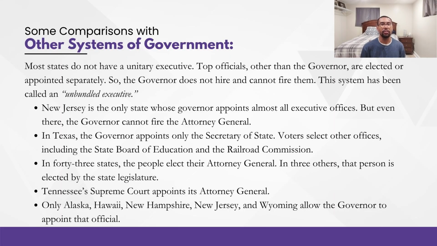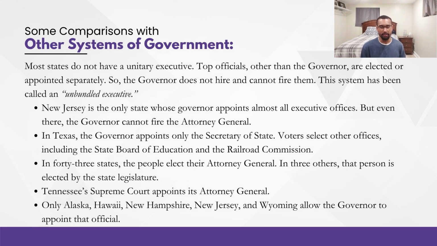Well, most states do not have a unitary executive. Top officials other than the governor are elected or appointed separately. So the governor does not hire and cannot fire them. This system has been called an unbundled executive. New Jersey is the only state whose governor appoints almost all executive offices. But even there, the governor cannot fire the attorney general. In Texas, the governor appoints only the Secretary of State. Voters select other offices, including the State Board of Education and the Railroad Commission.